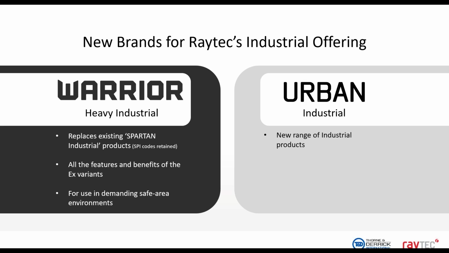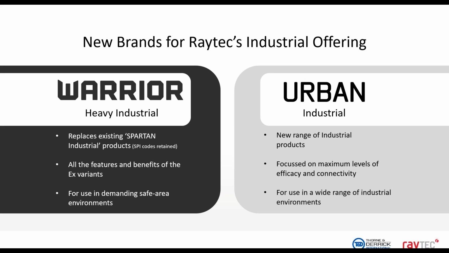Urban will become our brand for standard industrial products and will be an entirely new range of industrial products. There'll be more focus on the commercial industrial sector, ideal for applications such as non-ATEX storage areas and production facilities. So this range will be leading Raytec's offering in terms of control, connectivity and efficiency. And like I said, there'll be more information coming on the Urban Linear variants in the coming weeks.